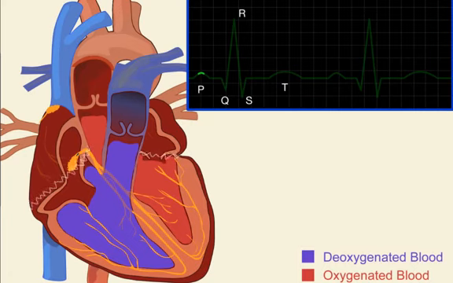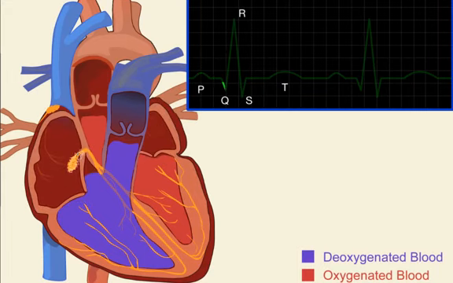Next, the electric signal arrives at the AV node and is briefly delayed so that the contracting atria have enough time to pump all the blood into the ventricles. This is represented by the line between the P and the Q wave. At this point, the signal travels through the bundle of His into the bundle branches. This is represented by the Q wave.